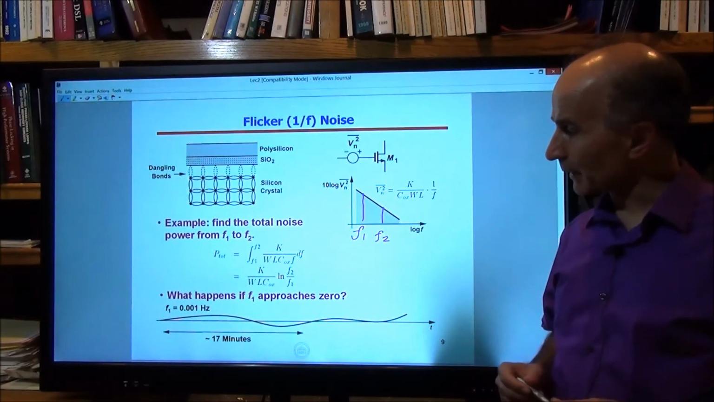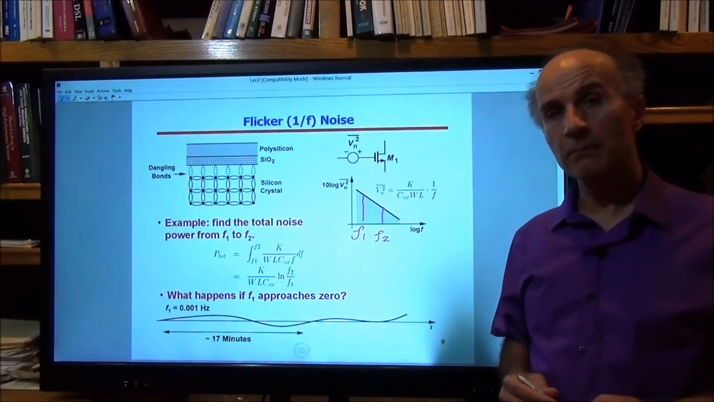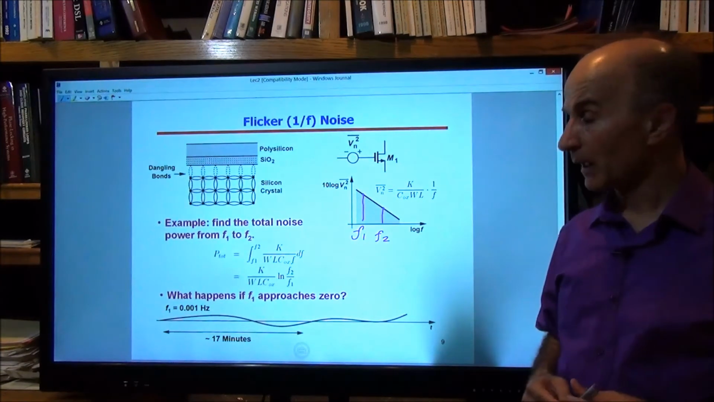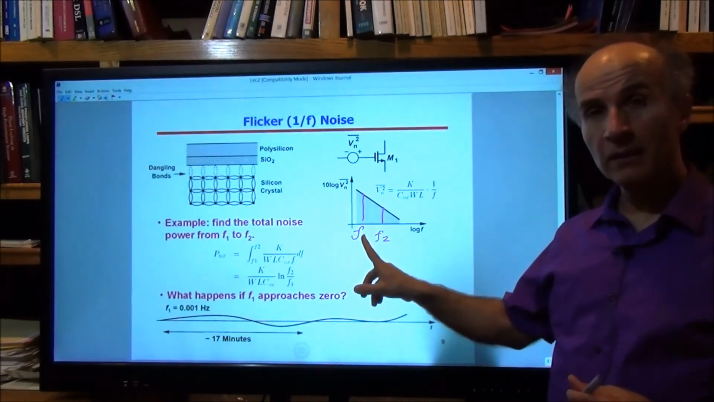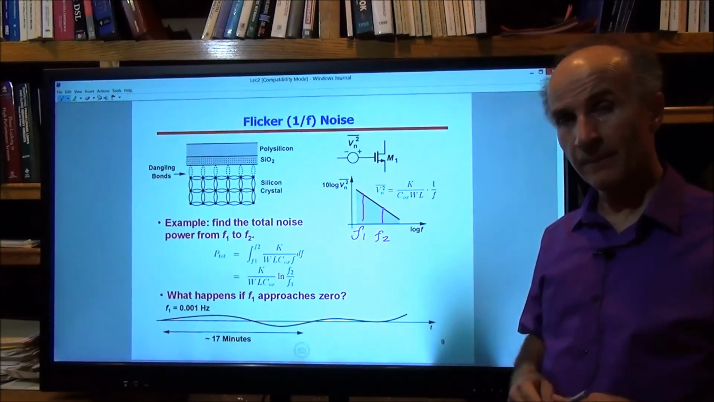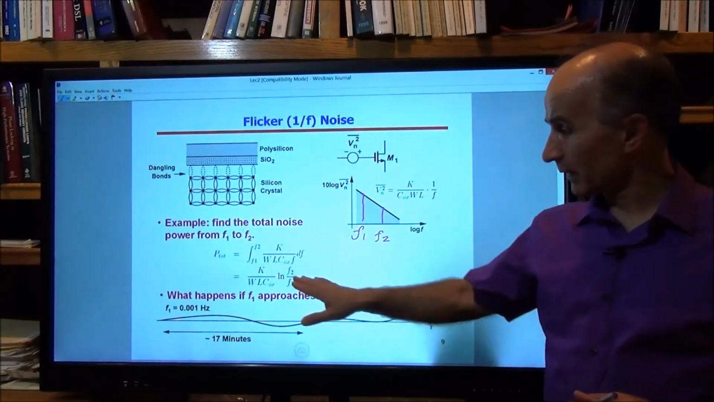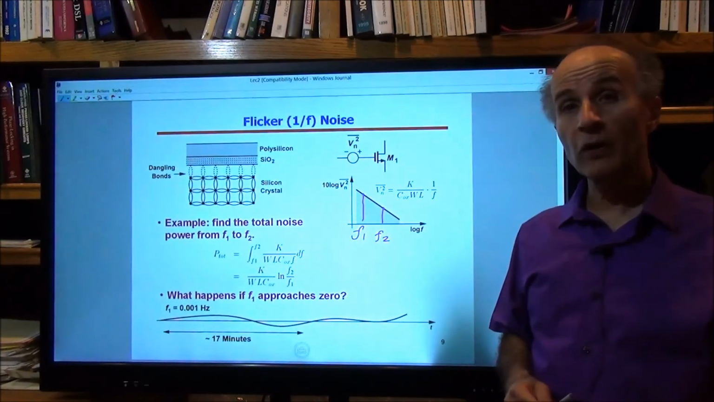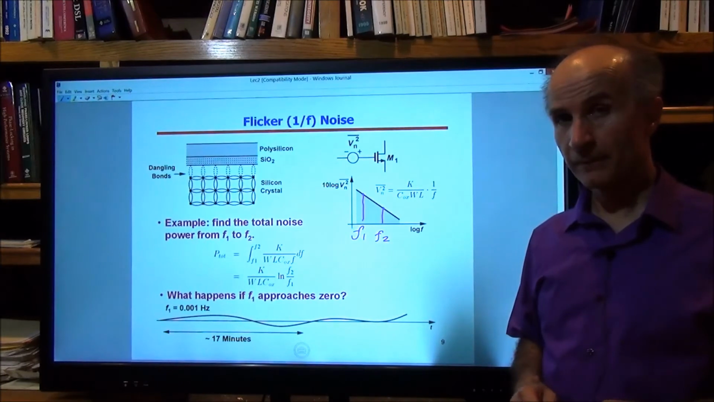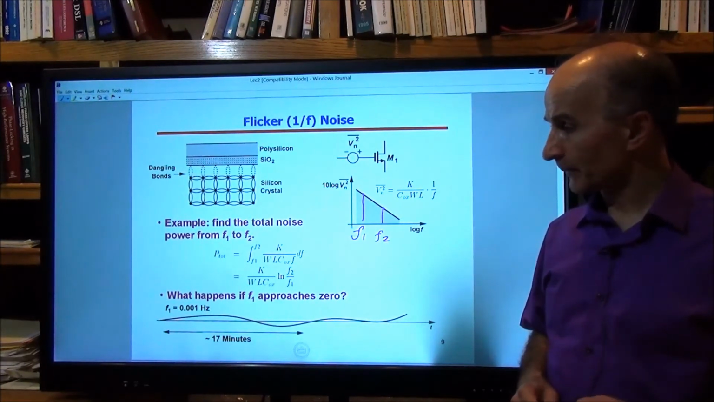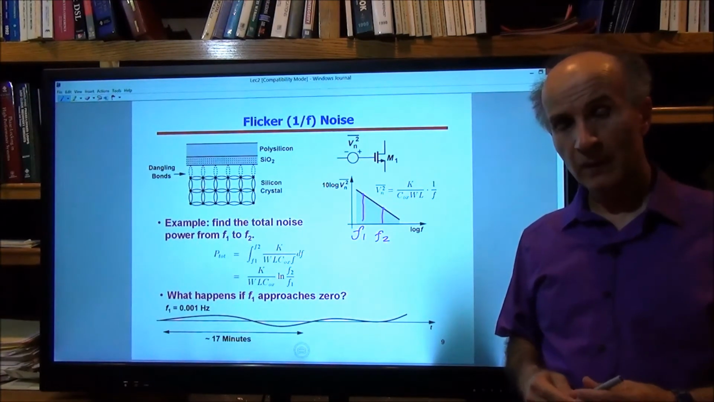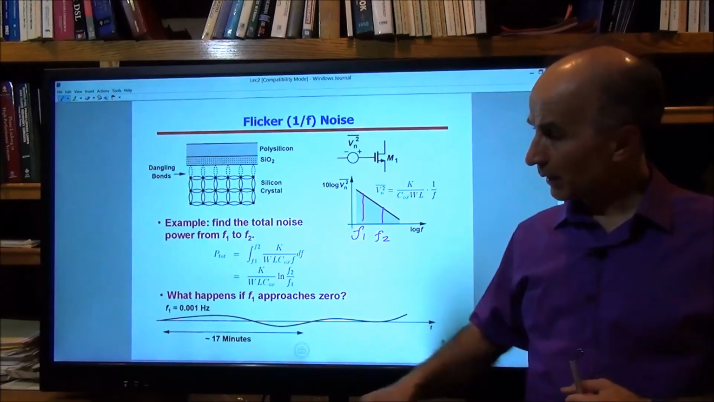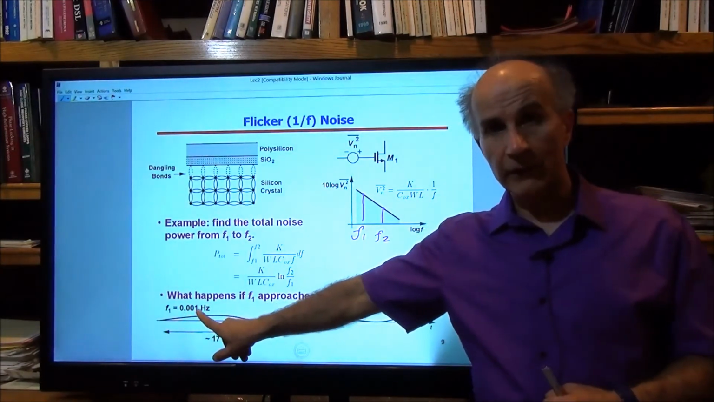Okay, now one mystery that arises here is what happens if f1 approaches 0? Well, this tells us that the total noise will be infinite. So do we worry about that? What do we do? Well, no. I'll show you an example. Suppose I have a noise component around 1,000th of a hertz.